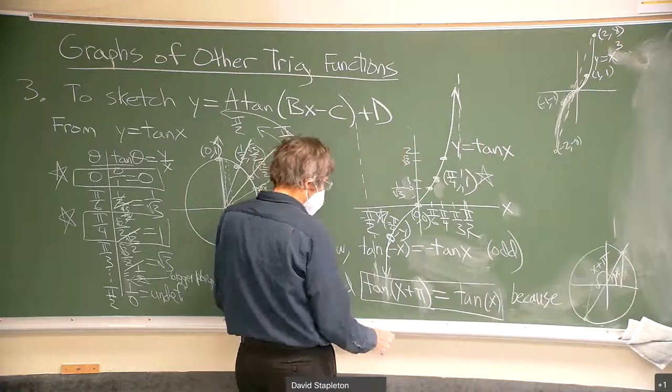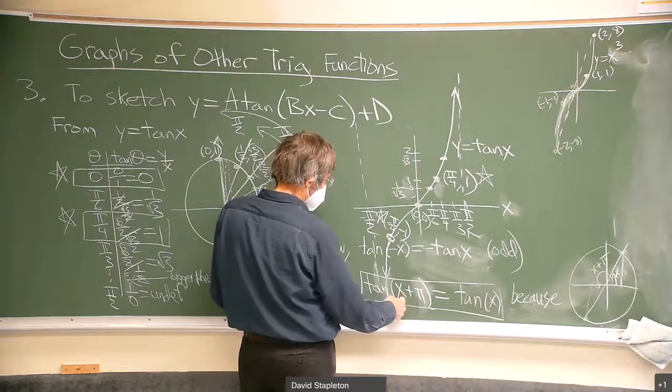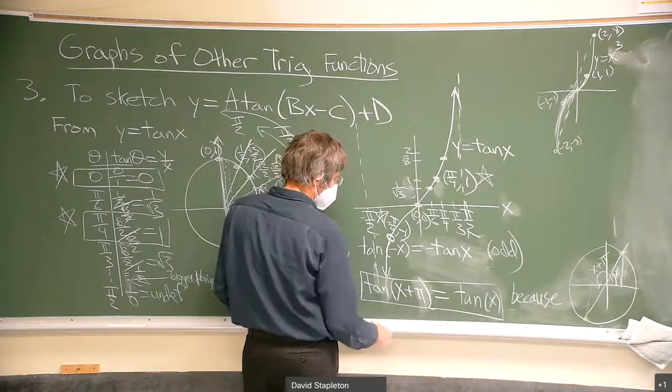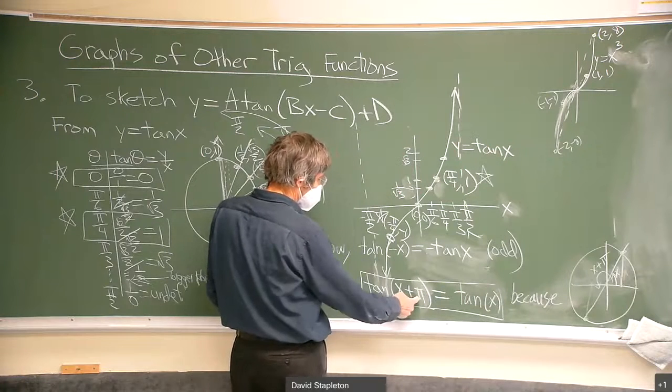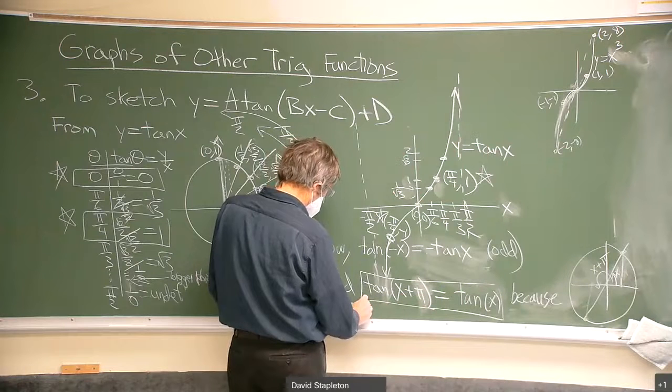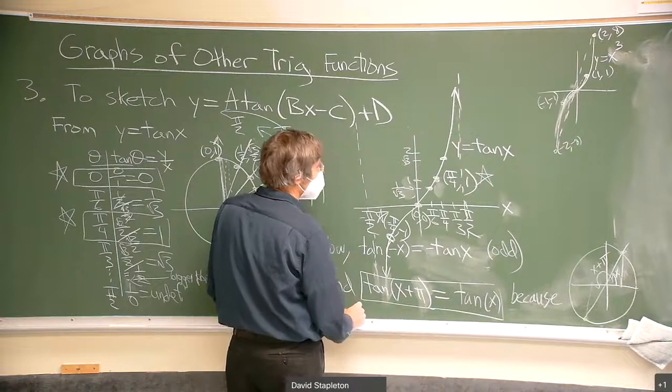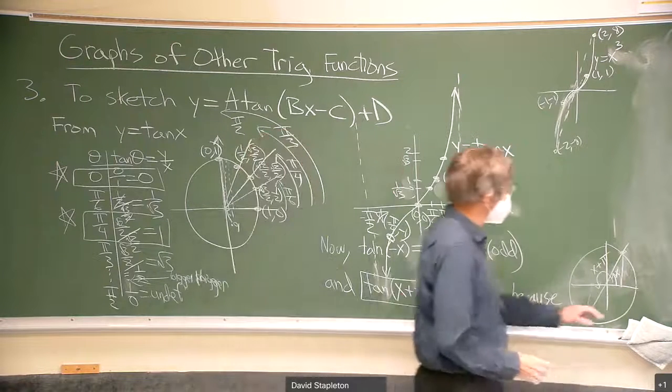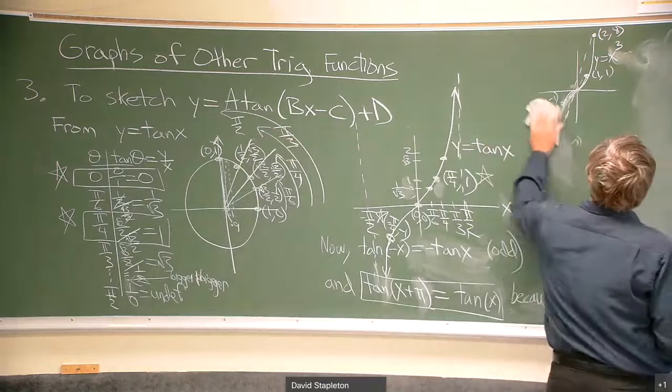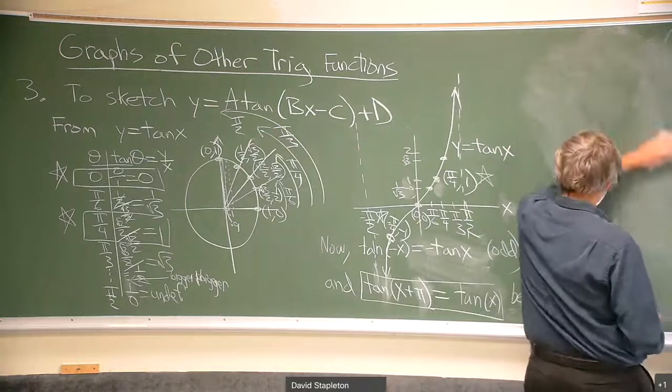Whenever the function at x plus a number is equal to the function at x, we say it has this period. It repeats every that many units. This says that tangent is pi periodic. Now I can get rid of this. This is an aside anyway.